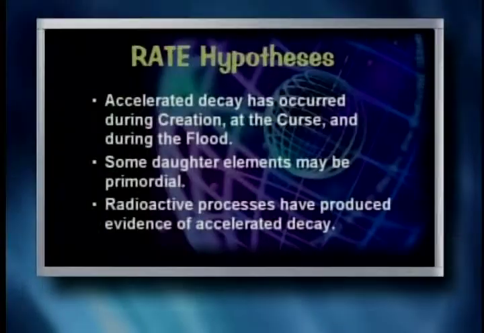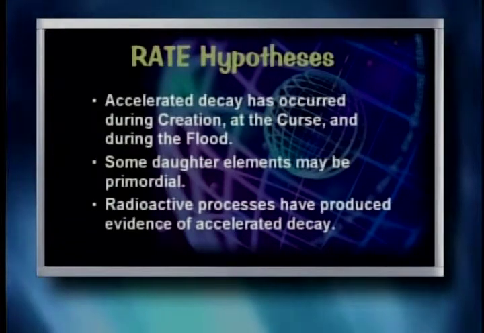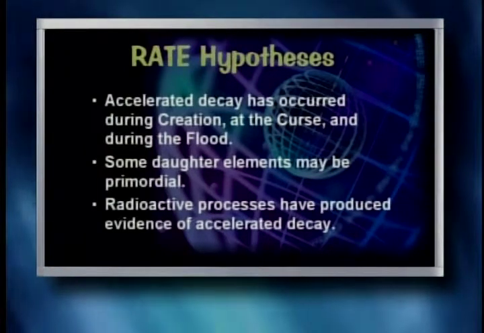These are the basic questions. We had already come to the conclusion that the process of decay had to have been accelerated in some way, and we were going to try to see if we could demonstrate that. So our first hypothesis was that accelerated decay has occurred during creation, at the curse, and/or during the flood, the Genesis flood we're talking about.